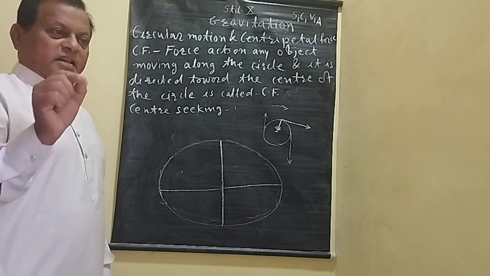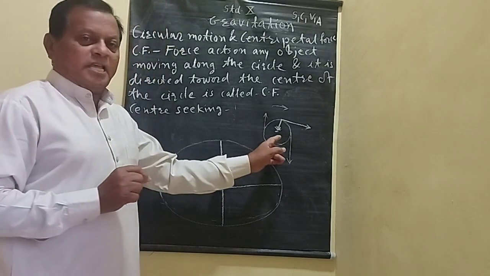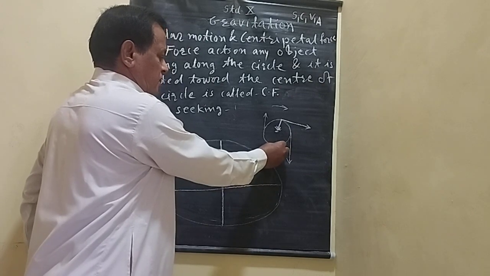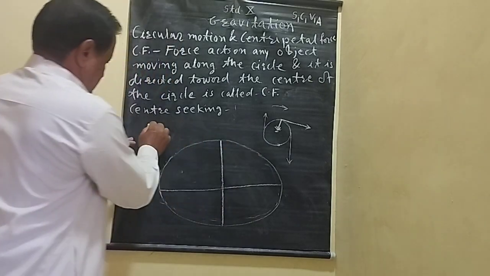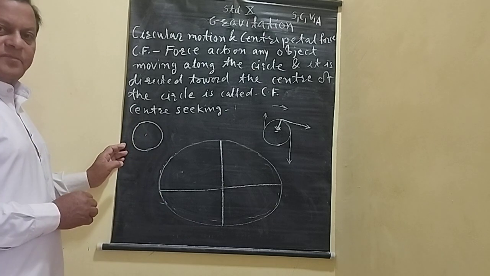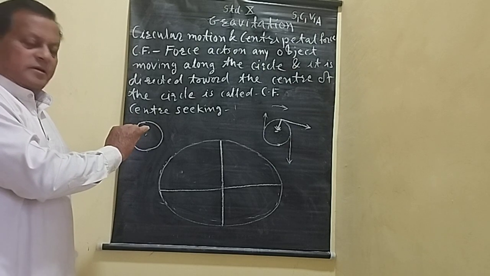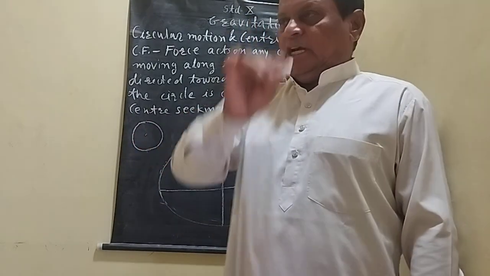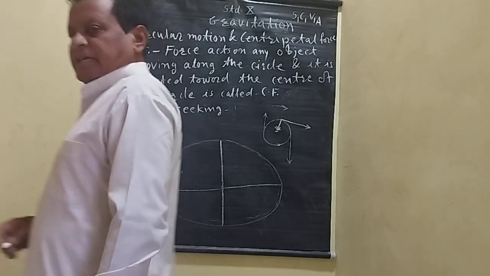Now we will learn about Kepler's law of planetary motion. Before Kepler it was understood that the path of the planets around the sun is circular, but it was not true. The path, or orbit, of a planet which moves around the sun is elliptical, an ellipse.